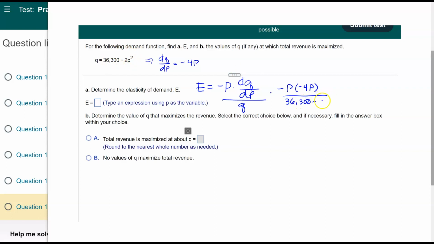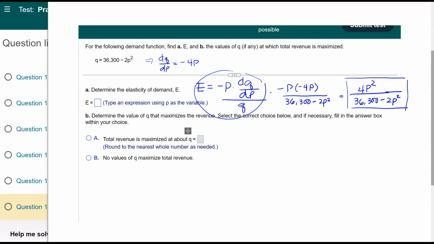36,300 minus 2p squared. So you simplify that, negative times negative is positive. So this is 4p squared all over 36,300 minus 2p squared. So this is the elasticity of demand function. Again, just by following the formula here.